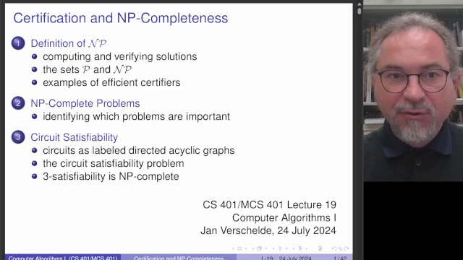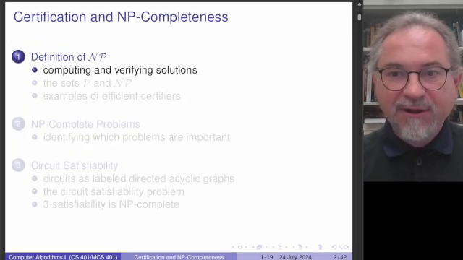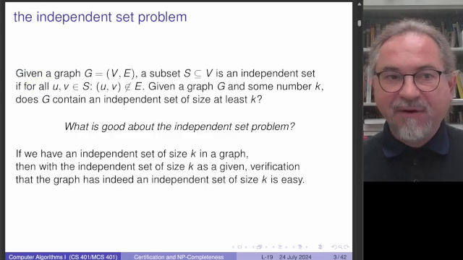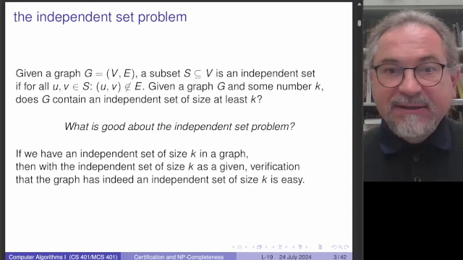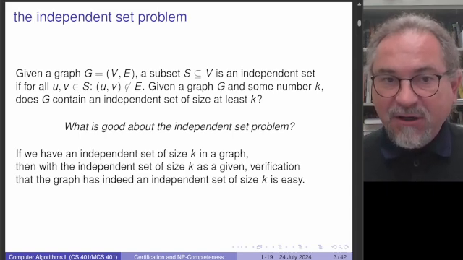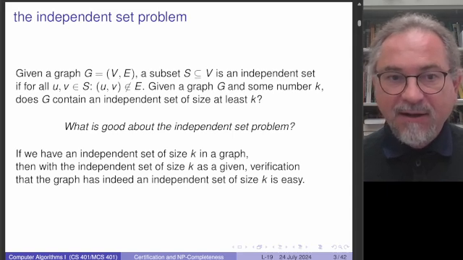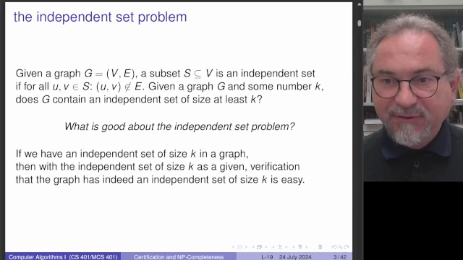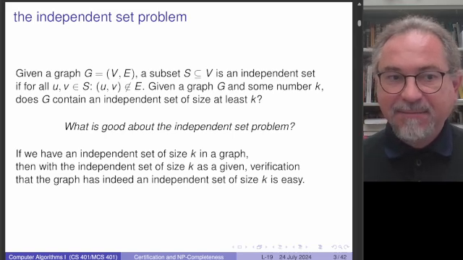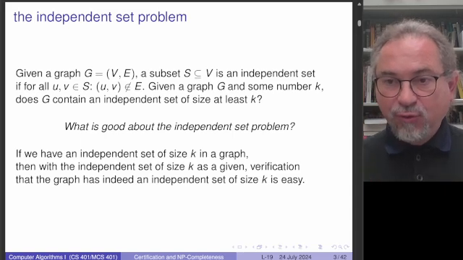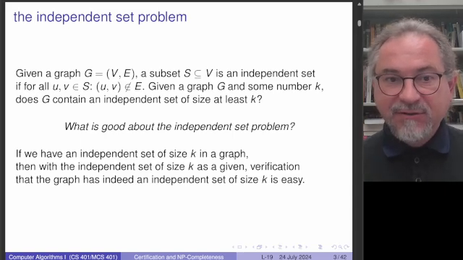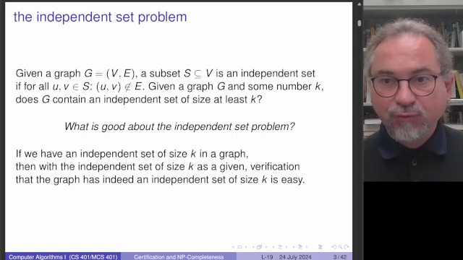Let us first look at how we are computing and verifying solutions. So here is the independent set problem. Given a graph, we say that a subset of the set of vertices is independent if for any two elements of that set, there is no edge between those two. So the independent set problem gives you a graph and a number and asks, is there an independent set of that given size?